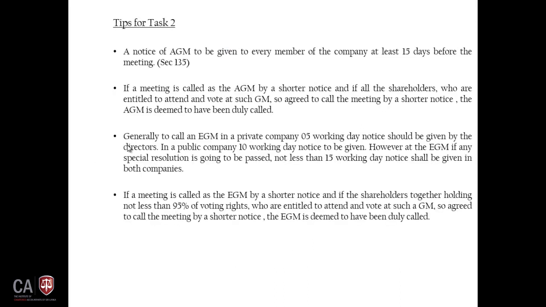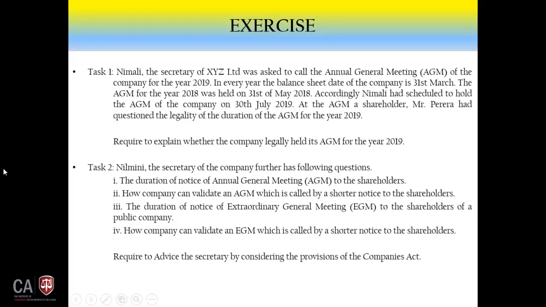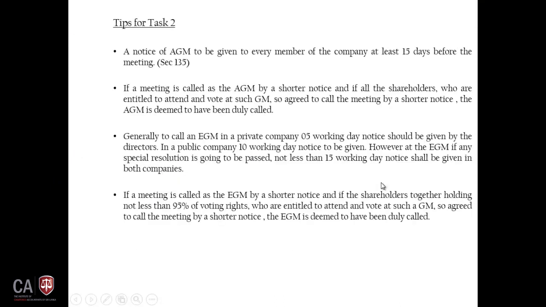Now, in the first one, where the question is the duration of notice of annual general meeting to the shareholders: a notice of AGM is to be given to every member of the company at least 15 days before the meeting, as per section 135 of the Companies Act. 15 days prior to an AGM to be called, notice needs to be given to the members of the company.